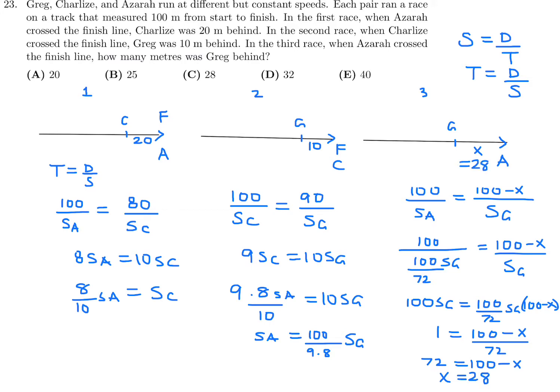Basically, what that means is the last sentence. In the third race, when Azara crossed the finish line, how many meters was Greg behind? He was 28 meters behind. So number 23, the answer is C.